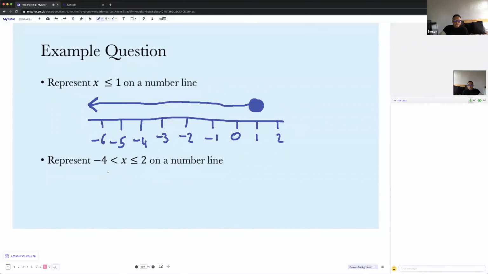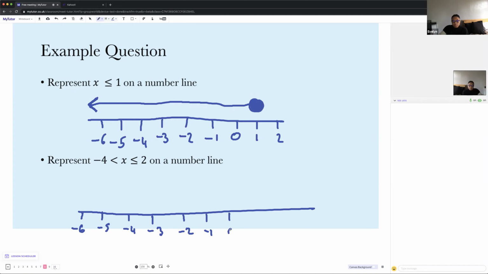Cool. So next thing is let's have a go at this one over here. Okay, so for this one, we're going to use the same sort of methods. What are the numbers? We're going to put a circle above those numbers, and then we're going to figure out, is it hollow? Is it colored in? And where is the line going to go? So first things first, the numbers. We've got -4 and 2. So we're going to have a circle over -4. We're going to have a circle over 2.